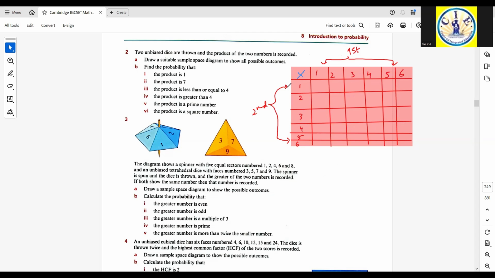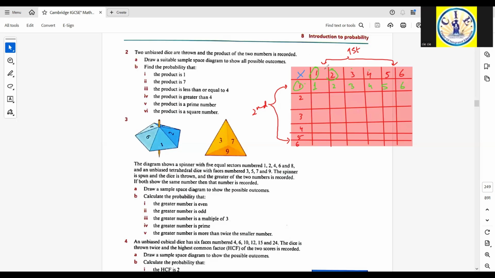And we need to record their product. Okay, if you have got 1 from the first dice and 1 from the second, the product is going to be 1. 2 from the first and 1 from the second is going to be 2. Similarly, 3 times 1 is 3, 4 times 1 is 4, then 5, and then 6.